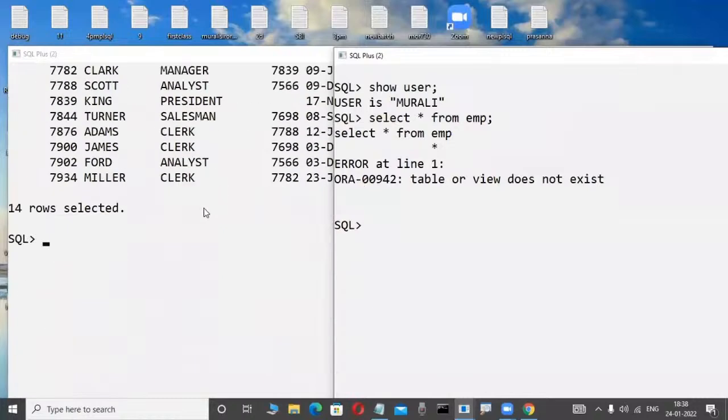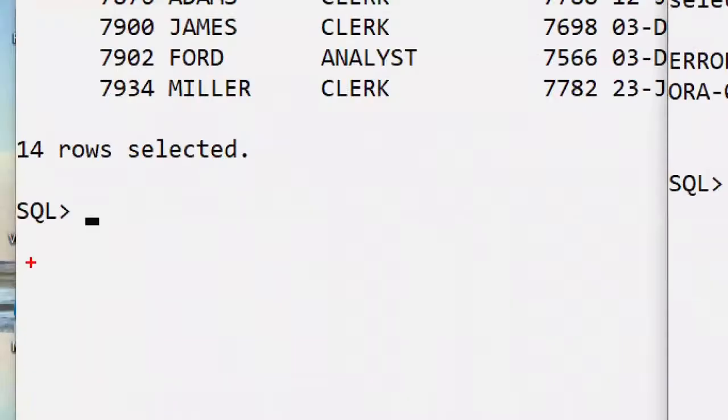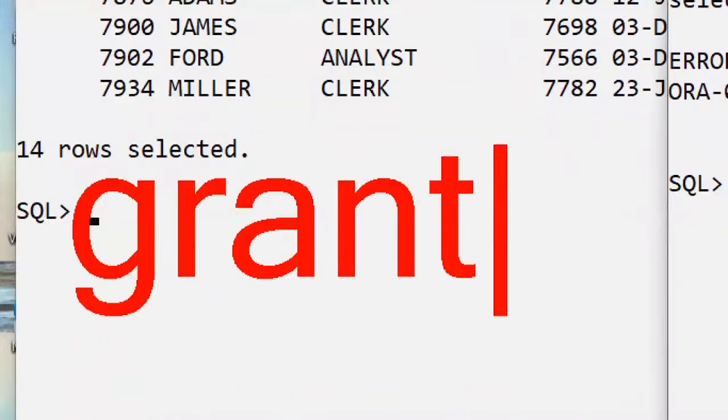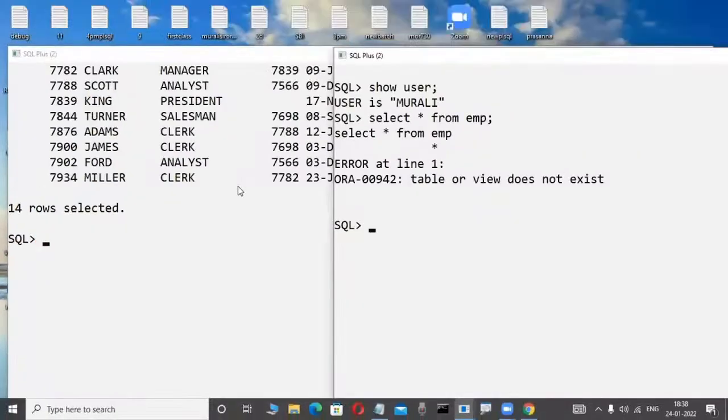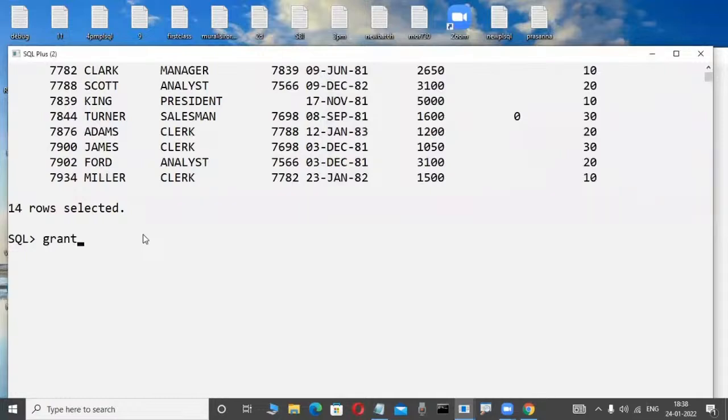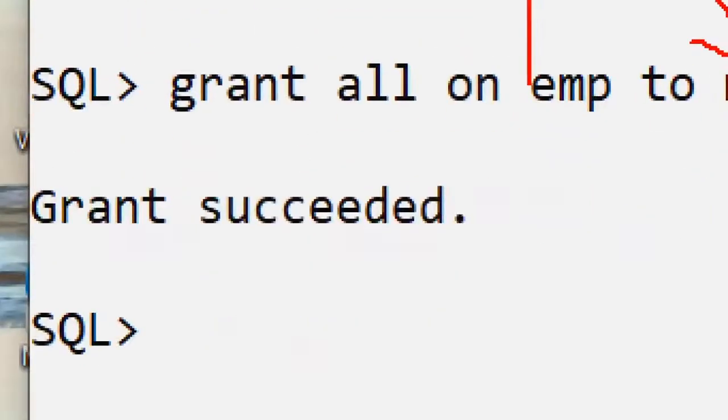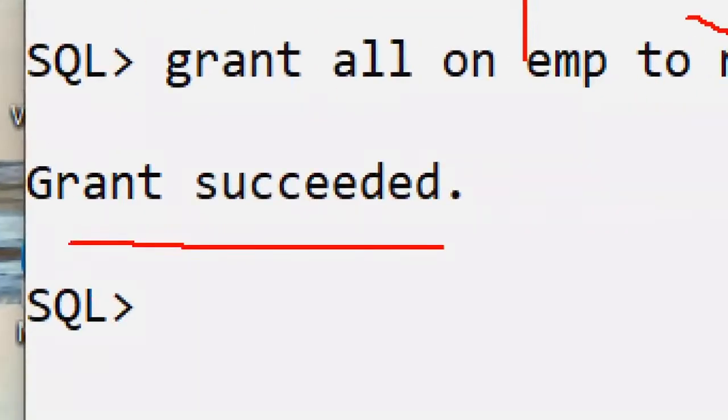Suppose the Scott employee gives permission. There are some commands for this, and later you will become familiar with them in our language. Grant is a command. We are learning it, don't worry. Now some permission is given through the grant command. They are granting this table to the Murali employee, and the message is: grant succeeded. You will be familiar with these things in the future.